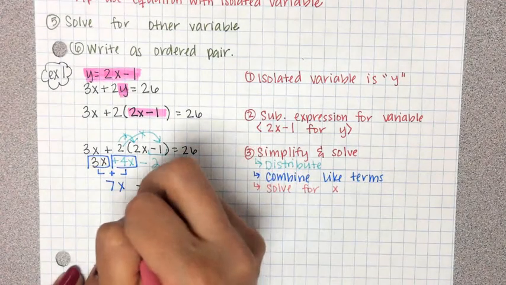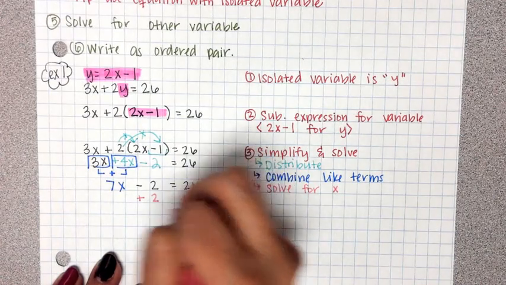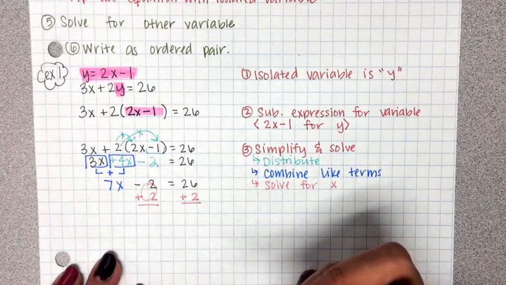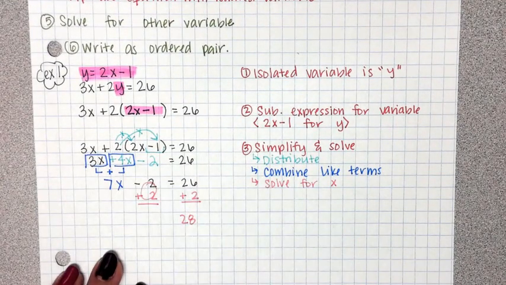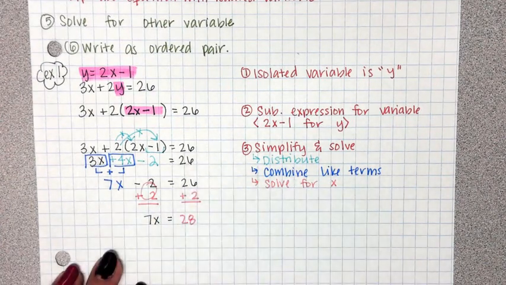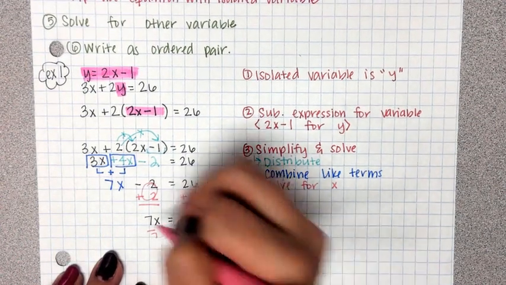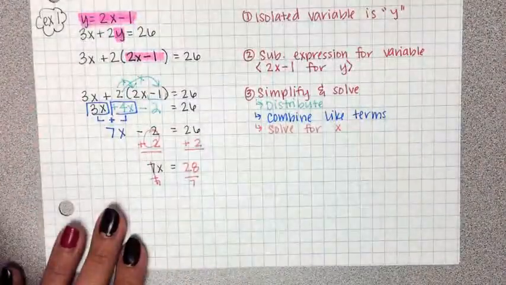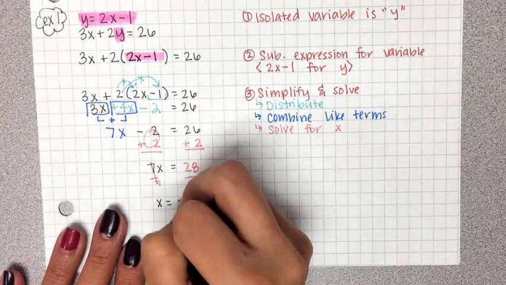And I do that by adding 2 to both sides to begin with. This 2 is gone, so it cancels out to 0. 26 plus 2 is 28. And I bring everything else down. And then I divide by 7. 7 divided by 7 is 1, which is irrelevant. So we have x equals 28 divided by 7 is 4.